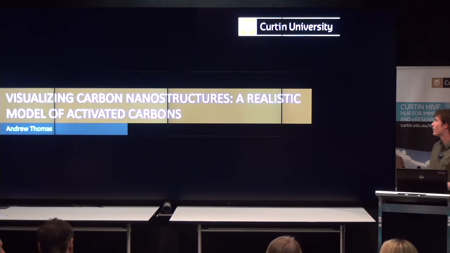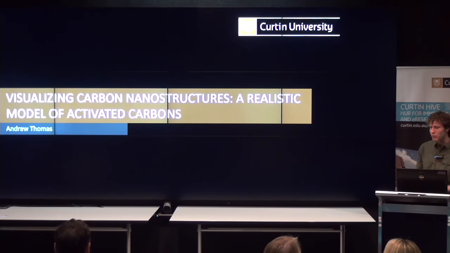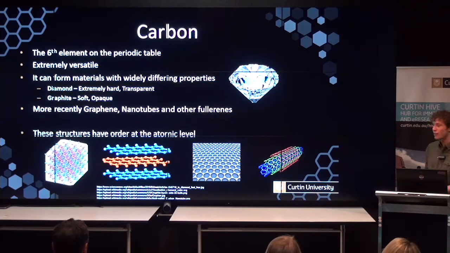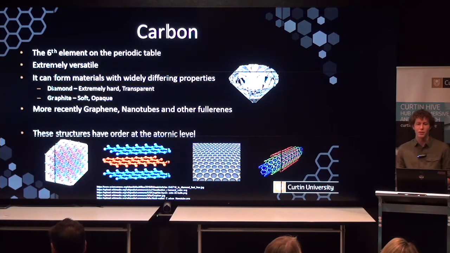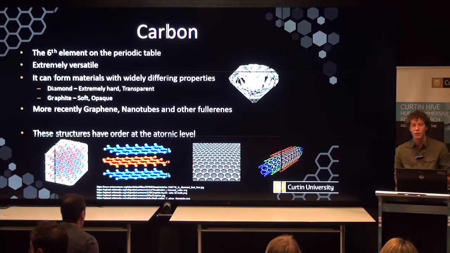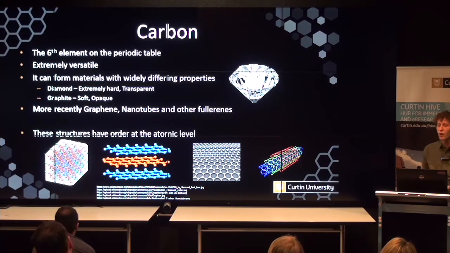My project is on visualizing carbon nanostructures and creating a realistic model of activated carbons. So carbon is an element. It's the sixth one on the periodic table. It's pretty amazing. It has quite a few allotropes of pure carbon that can be made, common ones being diamond and graphite that most people know. And as you also know, diamond is very hard, but it can be contrasted by graphite, which is also just pure carbon, which is also quite soft.